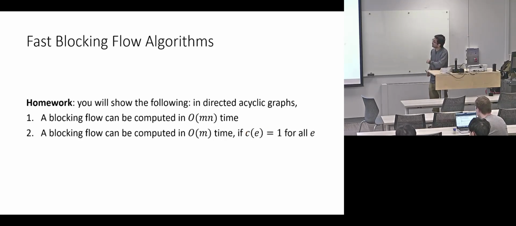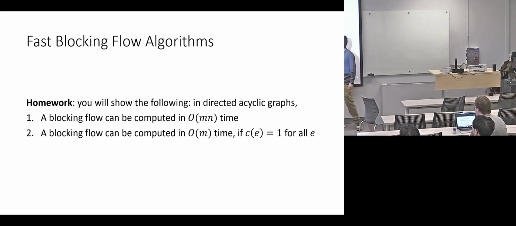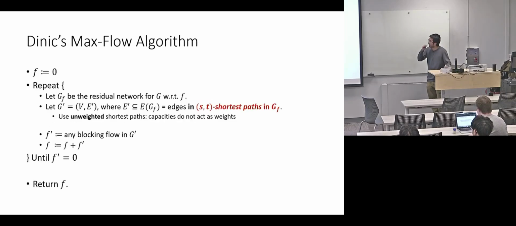You can actually improve this. It's in the homework. If the graph is a directed acyclic graph, you can improve this to mn. Actually, even linear time when the capacity is 1. But that's in the homework.